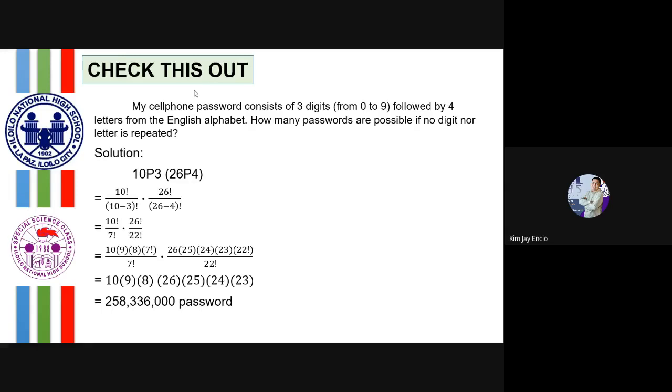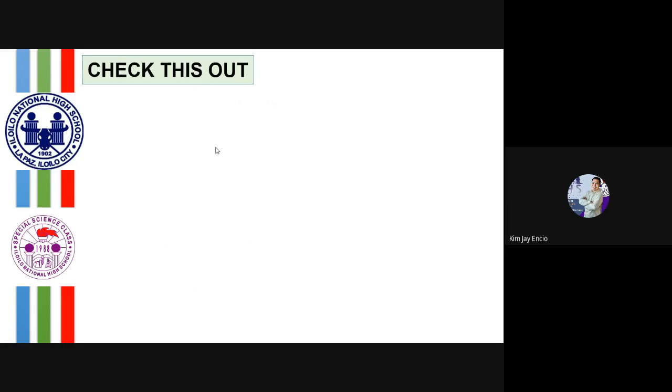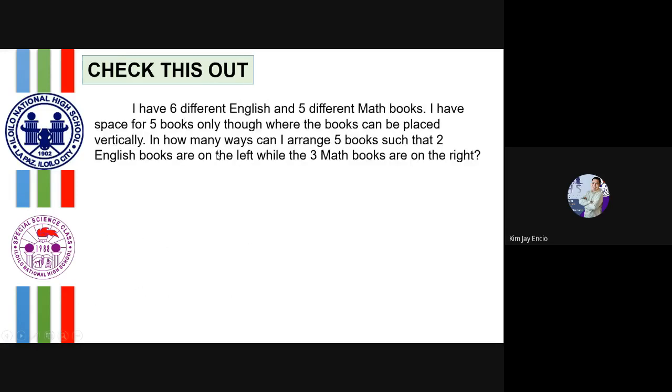Let's have the next one. Actually, you should try this on your own. But anyway, I have 6 different English and 5 different math books. I have space for 5 books only, where the books can be placed vertically. In how many ways can I arrange 5 books such that 2 English books are on the left and the 3 math books are on the right?